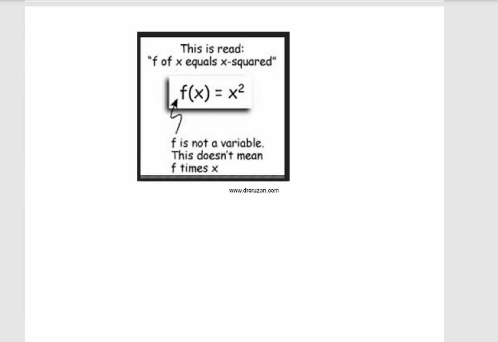Here it just explains to us that when we see f, parentheses open, x, parentheses closed, we read that as f of x. And so we read that entire equation as f of x equals x squared. F is not a variable, so that doesn't mean some value represented by f times the value represented by x. It simply is expressing that f of x function.